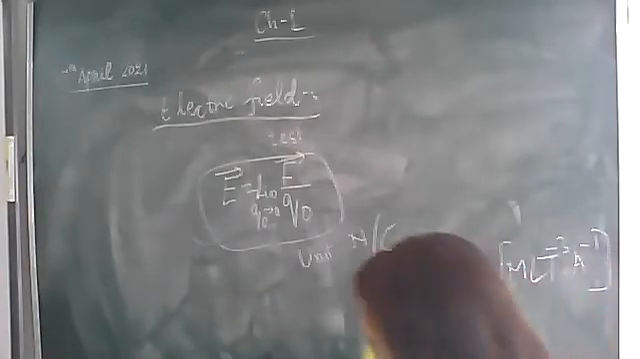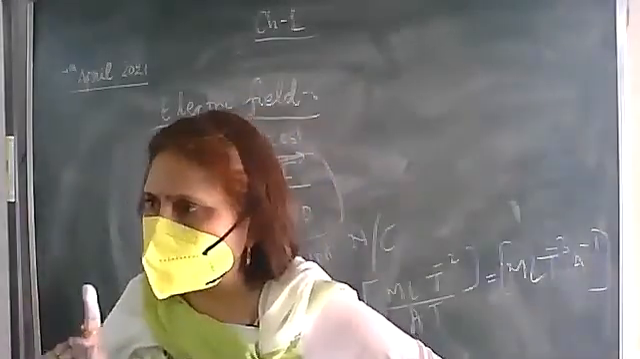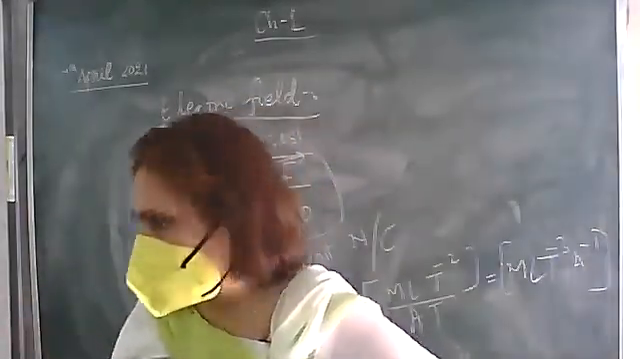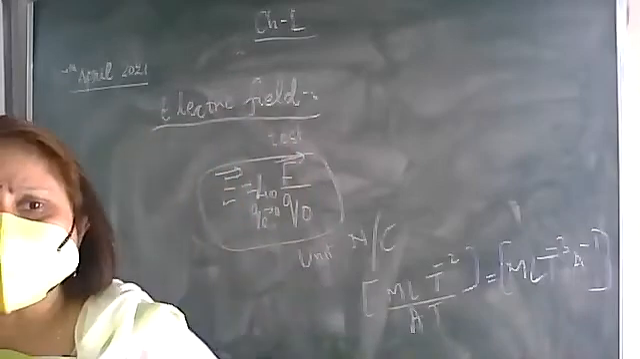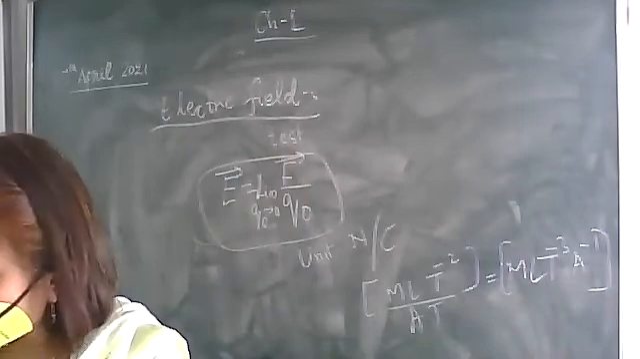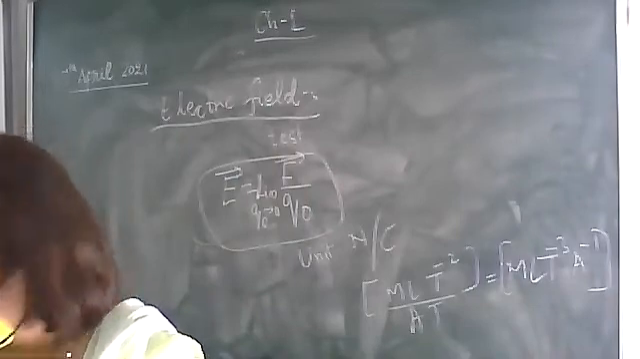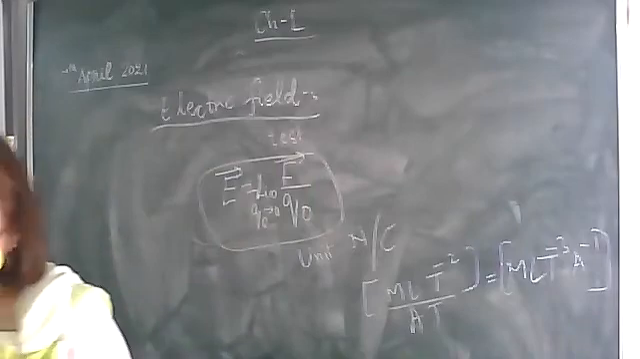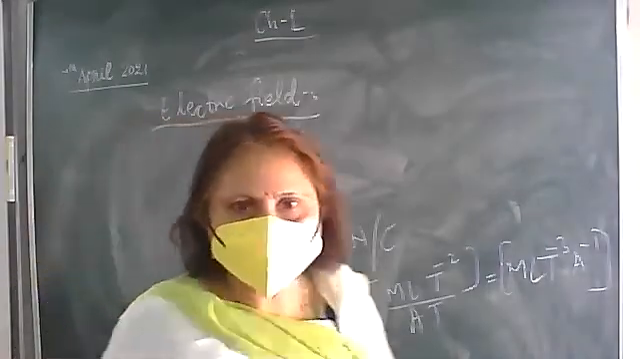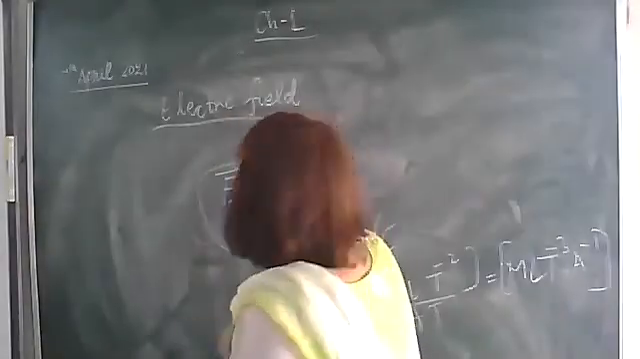Now let's find out the electric field due to a point charge. There is only one point charge, an isolated point charge. Isolated means a single positive or a single negative charge. It is isolated from all other charges, so such a charge we call an isolated charge. So due to that particular point charge, let's find out the electric field.